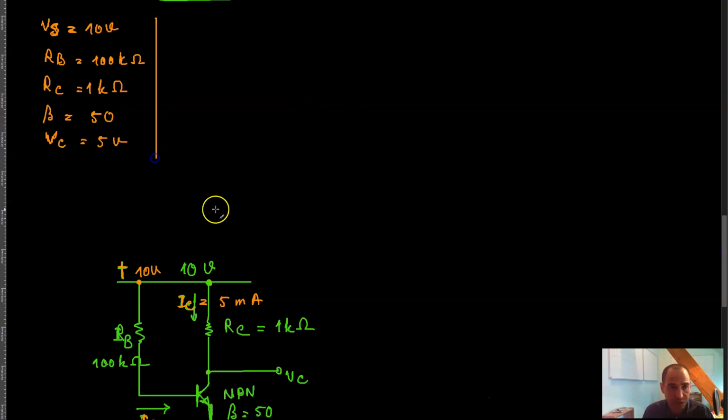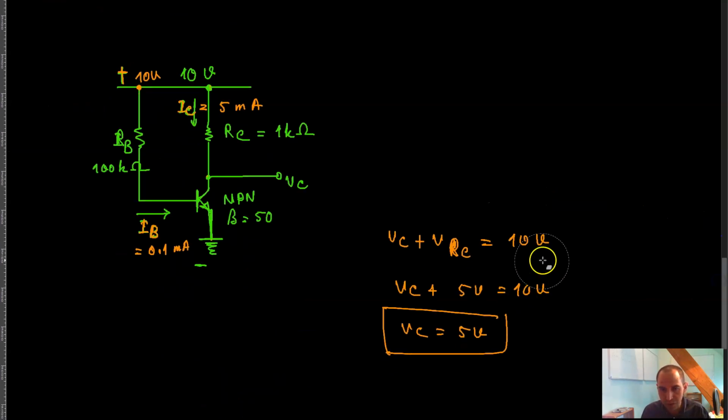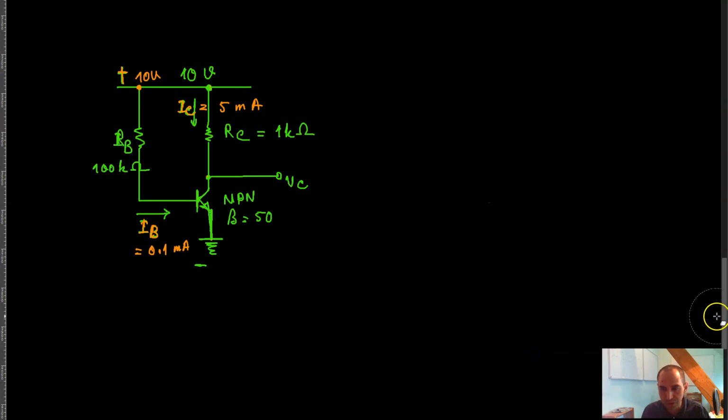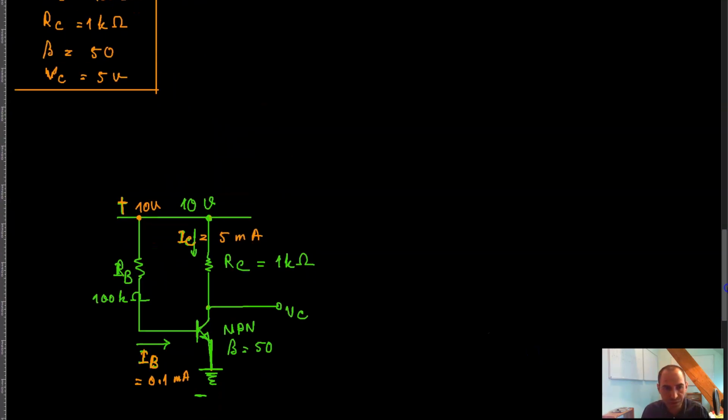Now let's see what happens if I change the beta of the transistor to 75. Naturally, you can imagine what happens if you change the beta to 75. Using these values, when beta was equal to 50, the voltage drop over here was equal to 5 volts.